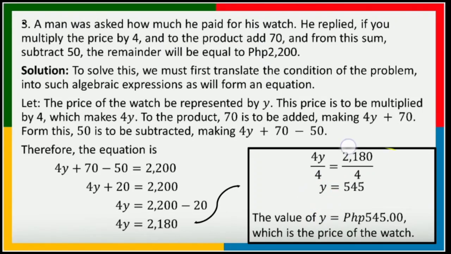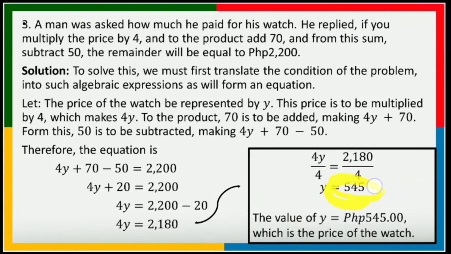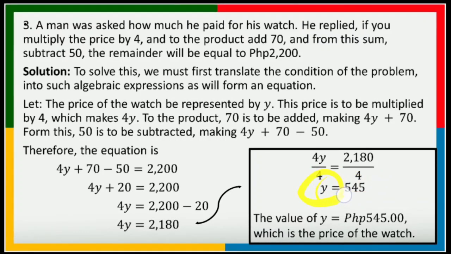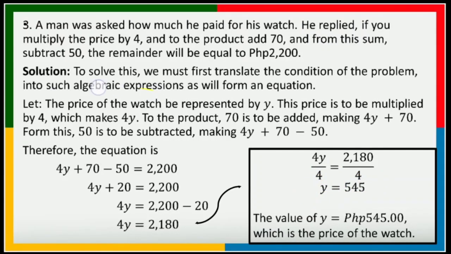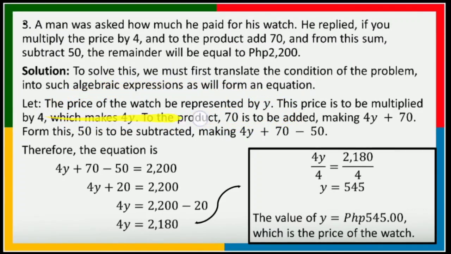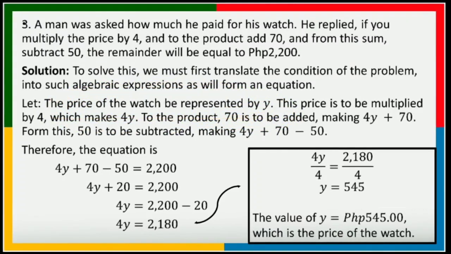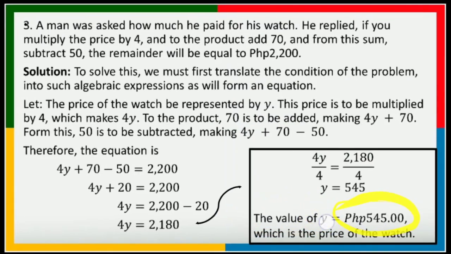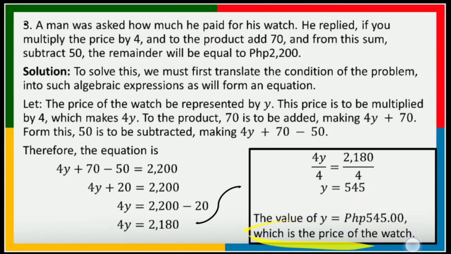Then 2,180 divided by 4 is 545. Therefore, y is equal to 545. And what is y? That is the price of the watch. The price of the watch is represented by y. Therefore, the value of y is equal to 545 pesos, which is the price of the watch.